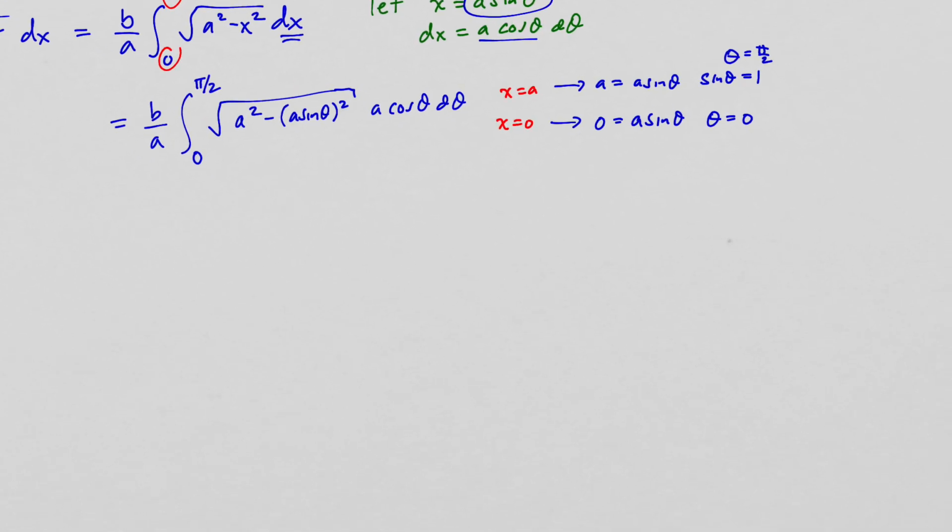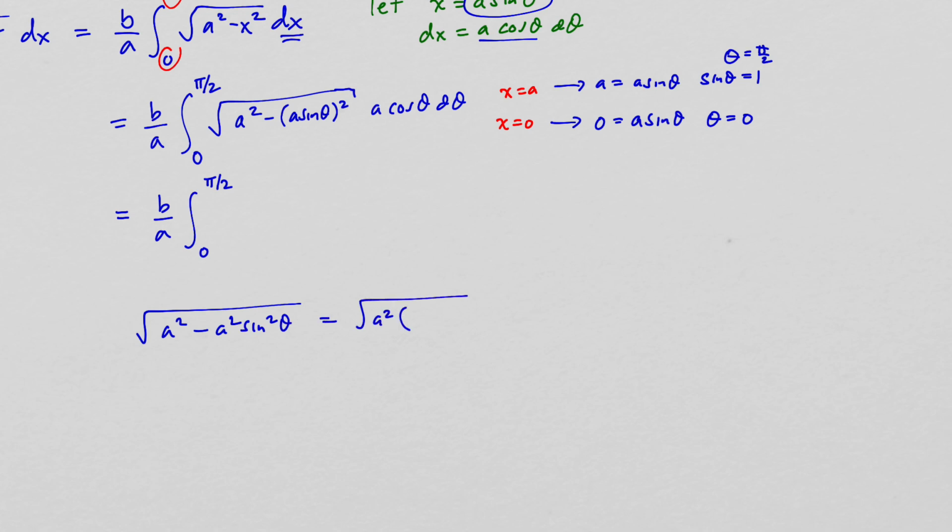Okay, so now let's go ahead and compute the value here. So this becomes b over a integral from 0 to pi over 2. Let's simplify that radical. We have the square root of a squared minus a squared sine squared. You can factor out the a squared on the inside of the radical. Use a trig identity. 1 minus sine squared is cosine squared. And then we'll take the square root of a squared and the square root of cosine squared. And this is going to give us a cosine of theta.